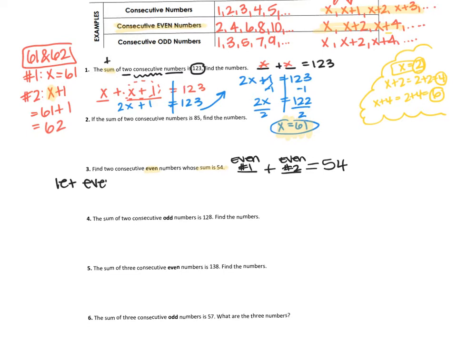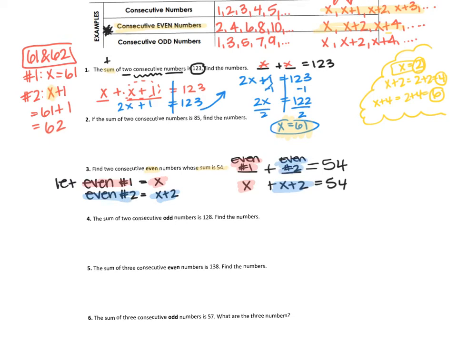So let's let our even number 1 be x, and we'll let our even number 2 be x plus 2. And again, I'm getting that from up here in our notes. So I know when I add x and x plus 2, it has to equal 54. So all I did was substitute: I put x in for even number 1, and I put x plus 2 in where it said even number 2.